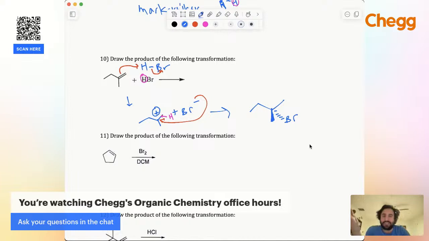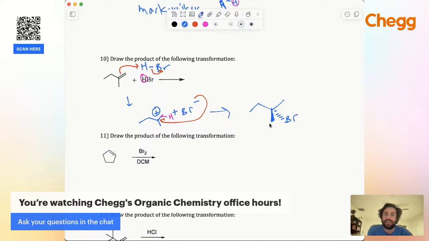Be aware, this second step is similar to an SN1, right? We have a carbocation intermediate. That incoming nucleophile can attack from this side, or it can attack from this side. And if you are generating a chiral center, you will get a racemic mixture of stereoisomers. In this case, we are not generating a chiral center. We have 2 identical methyl groups, so there's only one product, right?